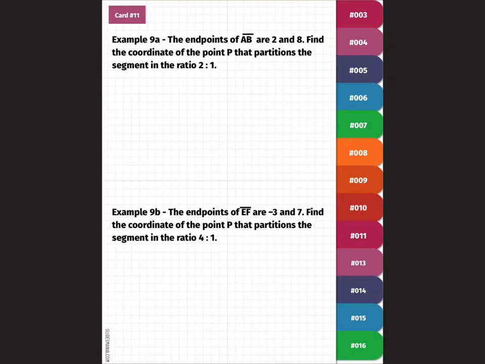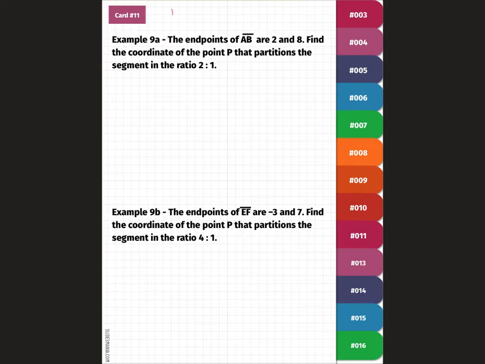Example 9A. The endpoints of segment AB are 2 and 8. Find the coordinates of the point P that partitions the segment in the ratio 2 to 1. So before I get started, I'm going to write down my formula so that I can make sure I know what it is and that I'm using it correctly and that I remember what it's supposed to be.